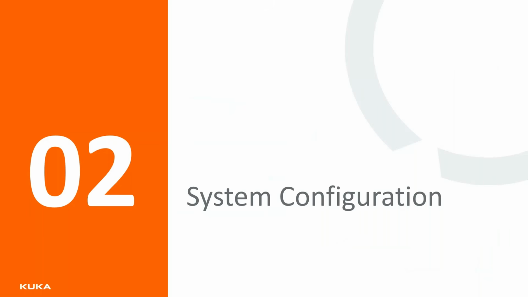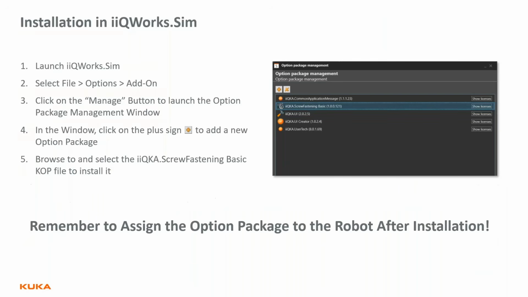Now let's discuss the configuration of the software and how it can be set up for use. To use the software, the option package must first be installed into iiQWorkSim, then assigned to and deployed to a robot. This installation process is straightforward and takes just a few steps.